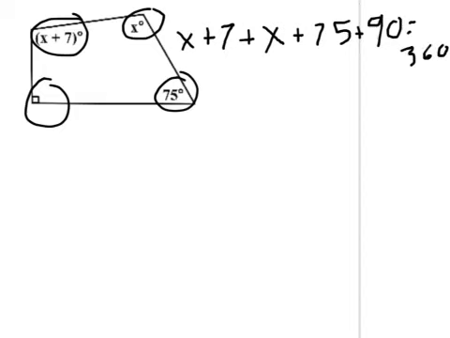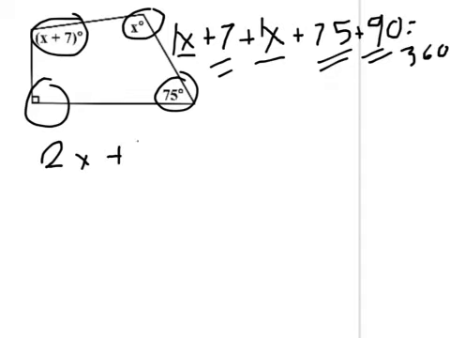Good. Now, you have to add up like terms. X and X are like terms. 7, 75, and 90 are like terms. What's X plus X? 2X. Add the numbers in front, 1 and 1. Then you have 7 plus 75 plus 90. You say it's what? 172. I think so. Because 75 and 90 would be 165. 165 plus 7 is 172.